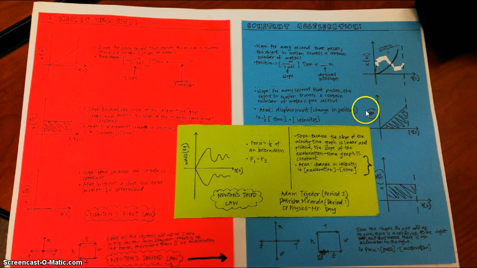The area is going to change because this shaded part right here is again displacement, but it shows the change in position. It's going to be one half times time times velocity. And for this acceleration graph, because the velocity is linear and positive, the acceleration this time is going to be constant. The area for this one shows the change in velocity, which is acceleration times time.